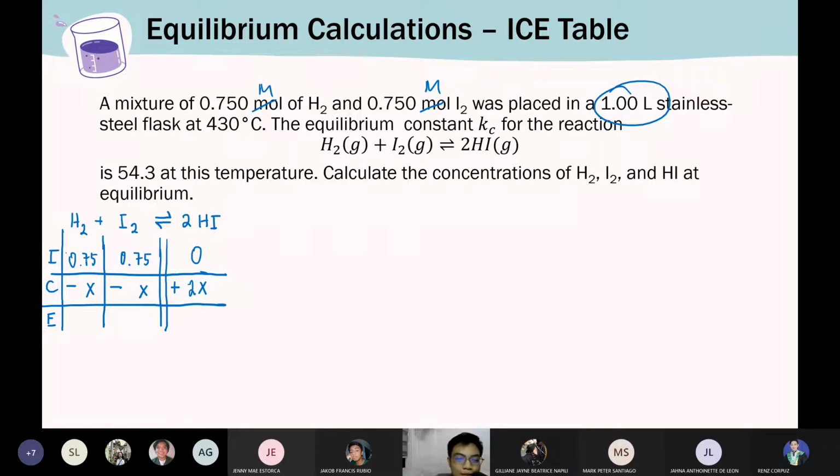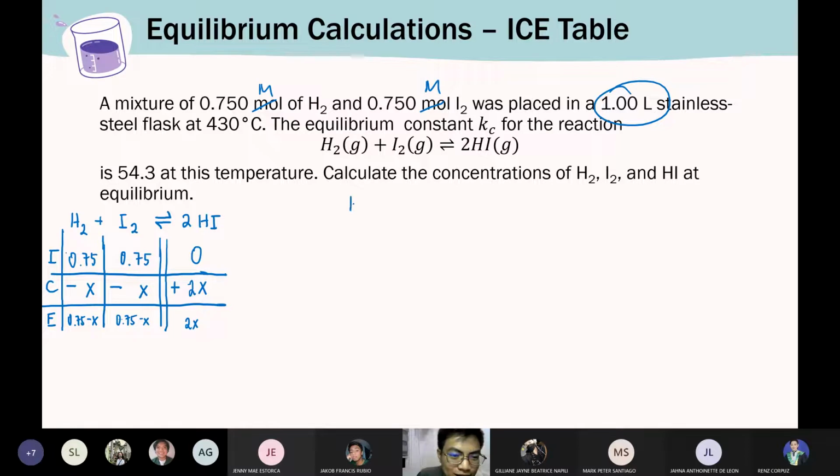And then for the equilibrium, basically just combine them. Okay, so 0.75 minus x, 0.75 minus x. So this one will be 0 plus 2x, edi 2x. And now, you have that already. Ang gagawin mo na, you solve for x. How? You write the equilibrium constant first. Let's write the equilibrium constant. Nawawala ang mouse. Asan yung mouse? Ayun.